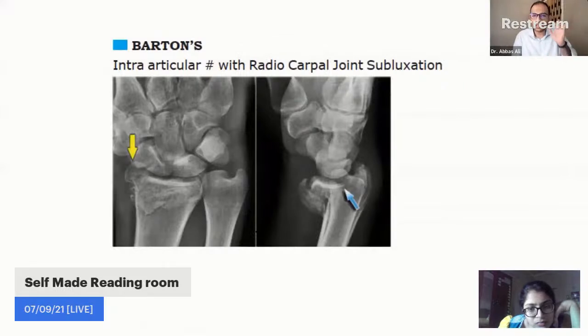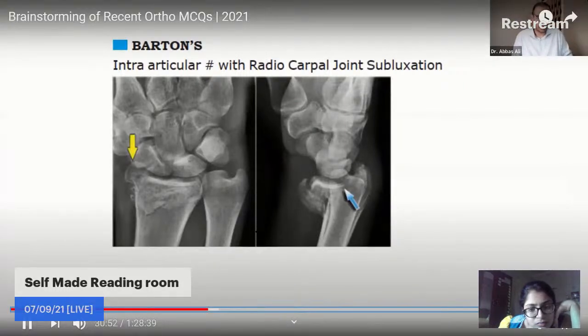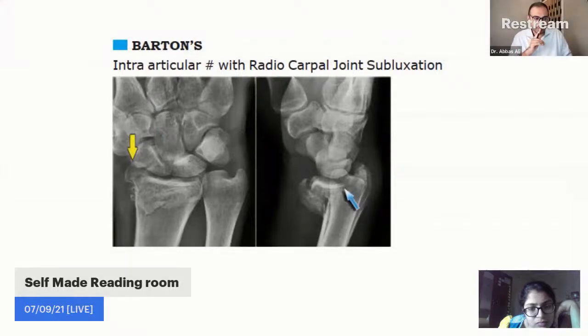This is an intra-articular fracture of the distal end of the radius. Barton's fracture with a carpal subluxation. What is the treatment? Can you tell me the treatment of Barton's fracture? Yes, open reduction internal fixation, because it's an intra-articular fracture.